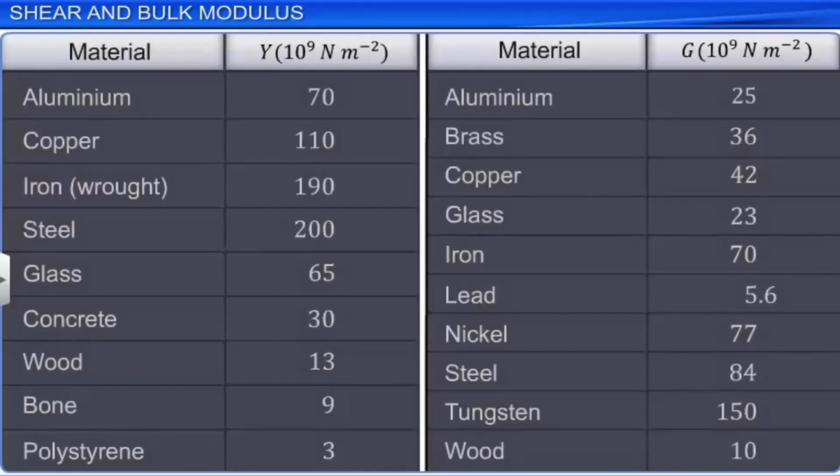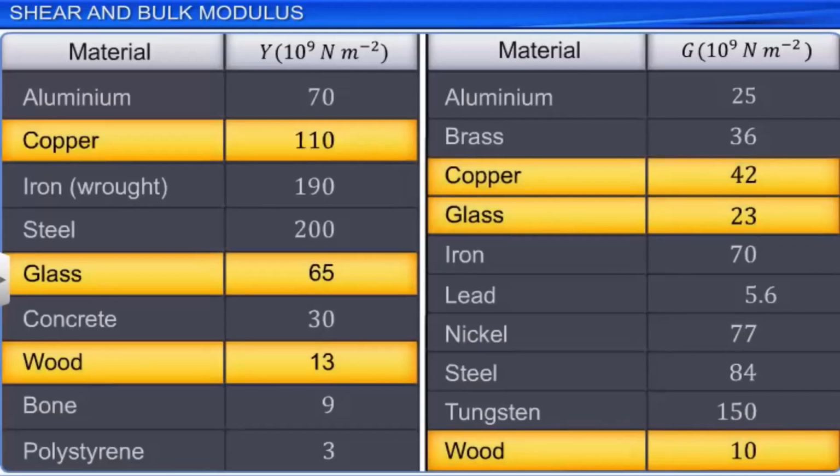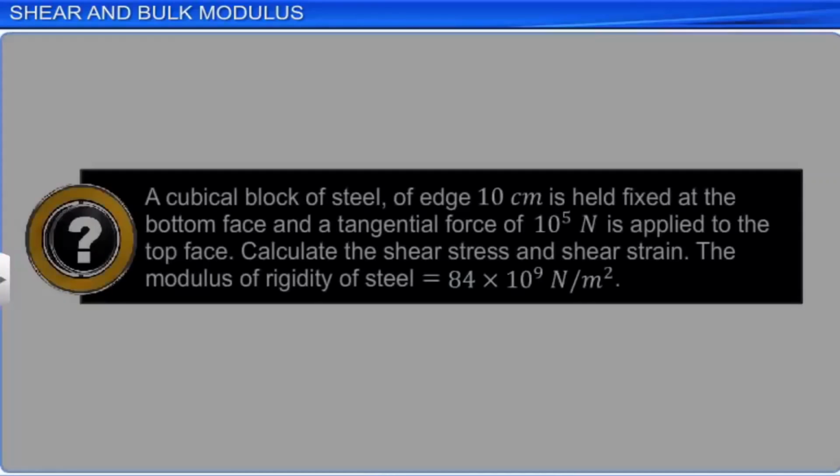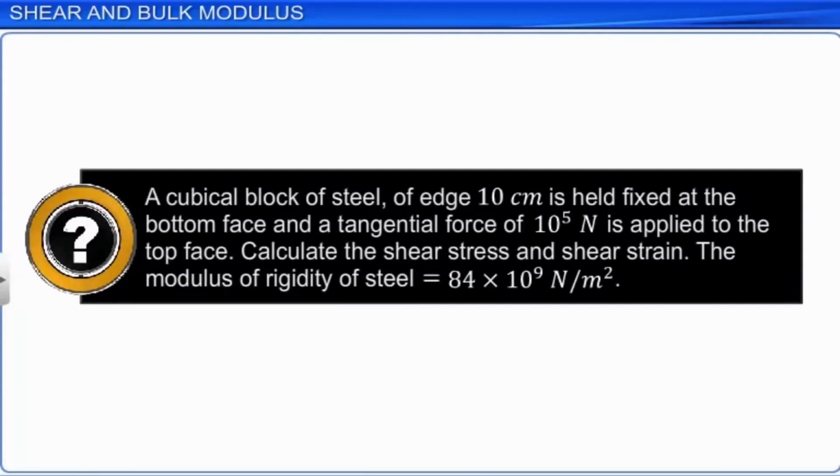We will now solve a numerical problem. A cubical block of steel of edge 10 cm is held fixed at the bottom face, and a tangential force of 10^5 newtons is applied to the top face. Calculate the shear stress and shear strain. The modulus of rigidity of steel is 84 × 10^9 newtons per meter square.